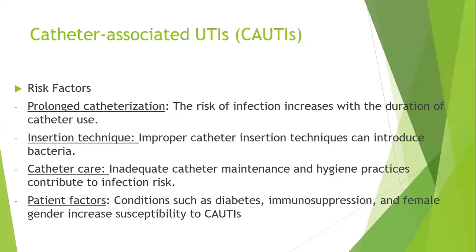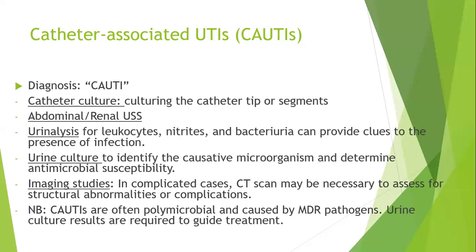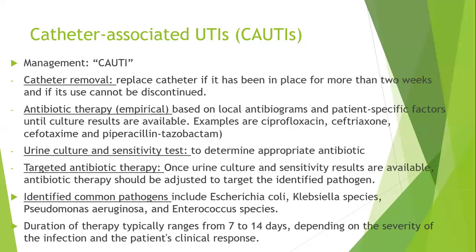Patient factors can also predispose them to developing catheter-associated urinary tract infection. Patients with diabetes, patients on immune suppressive drugs, or who are immunocompromised. Female patients, because the length of their urethra is shorter. These are factors that increase their susceptibility to catheter-associated UTIs. So diagnosis, we can run through this. We have so much to talk about. Let me just rush.